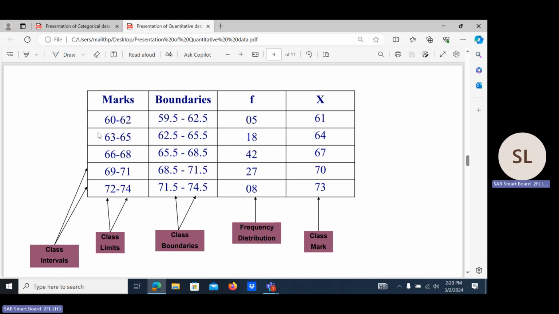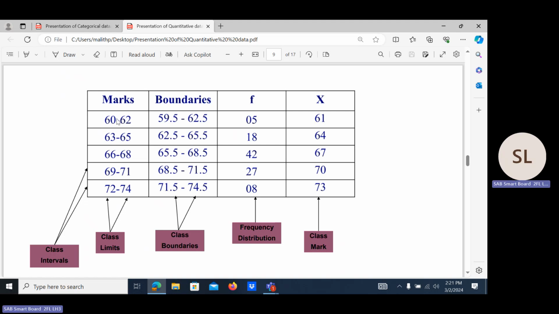Understood? The second class interval is 63 to 65. Then 63 is the lower class limit, and 65 is the upper class limit. Understood? Clear? Okay. Then we move into the class boundaries. In here, these are the class intervals. Then there are class limits, lower and upper ones.